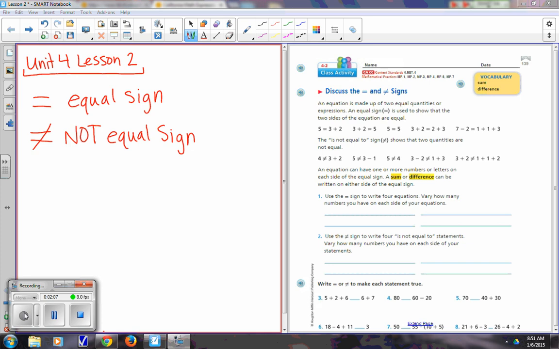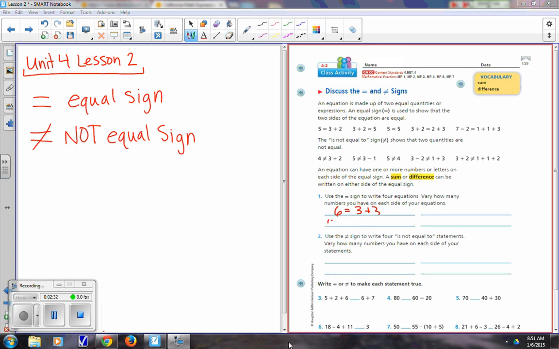But what I want is, it can be as basic as 6 equals 3 plus 3. That's a basic equation. 6 is an expression that equals 3 plus 3, which is an expression. You could do 10 times 5 equals 100 divided by 2. That's a little more complex, as long as both sides are equal. Or if you have 3 times 2 plus 4 equals 20 divided by 2. Is that equal? You see what I'm doing?